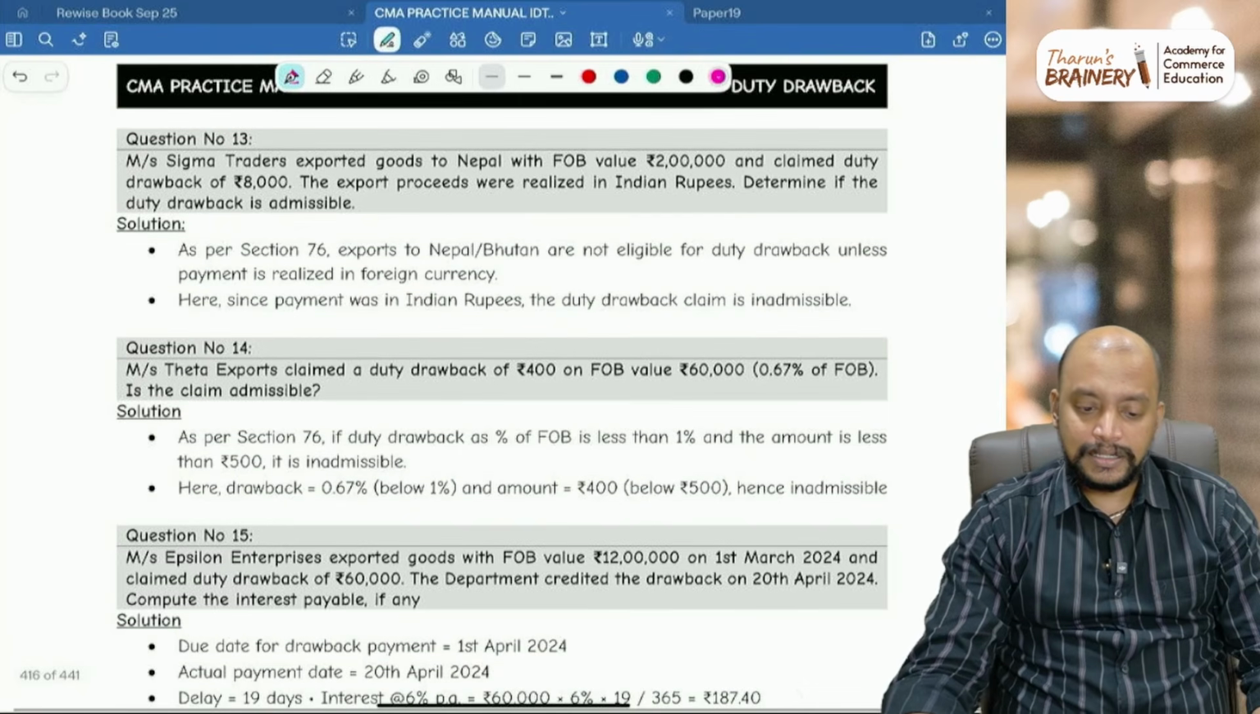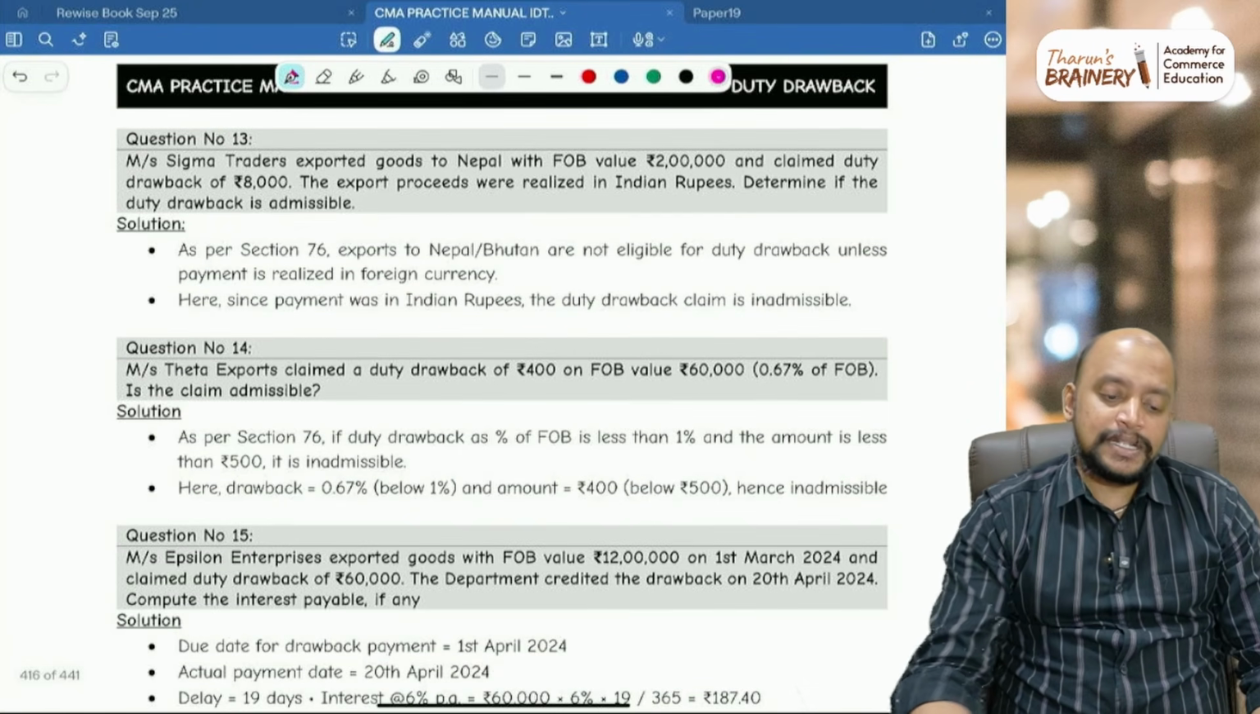Then next, Messrs. Sigma Traders exported goods to Nepal, nearby countries, with FOB value 2 lakhs and claimed duty drawback 8,000. The export proceeds were realized in Indian rupees. Determine whether the duty drawback is admissible. So no, definitely the payment should be realized in foreign exchange. If the payment is realized in Indian rupees, it is not allowed.